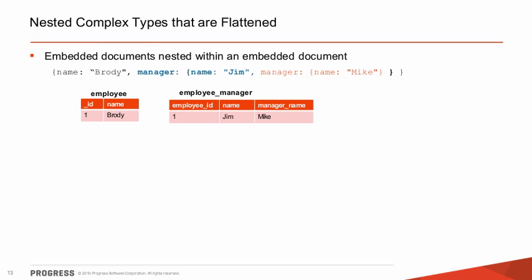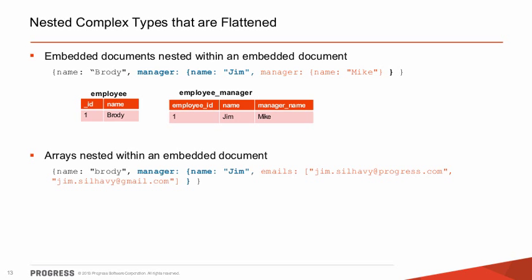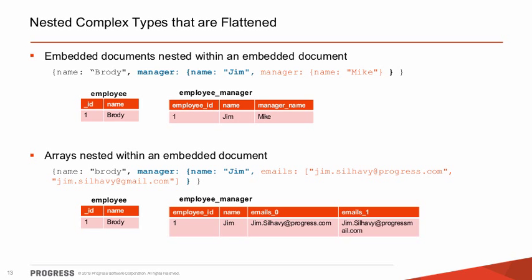And it can go on and on, embedded documents nested within an embedded document. Again, here there's the power of mapping that into a separate relational table that makes more sense for the relational consumer. And arrays nested within embedded documents, same sort of thing. And on and on and on.